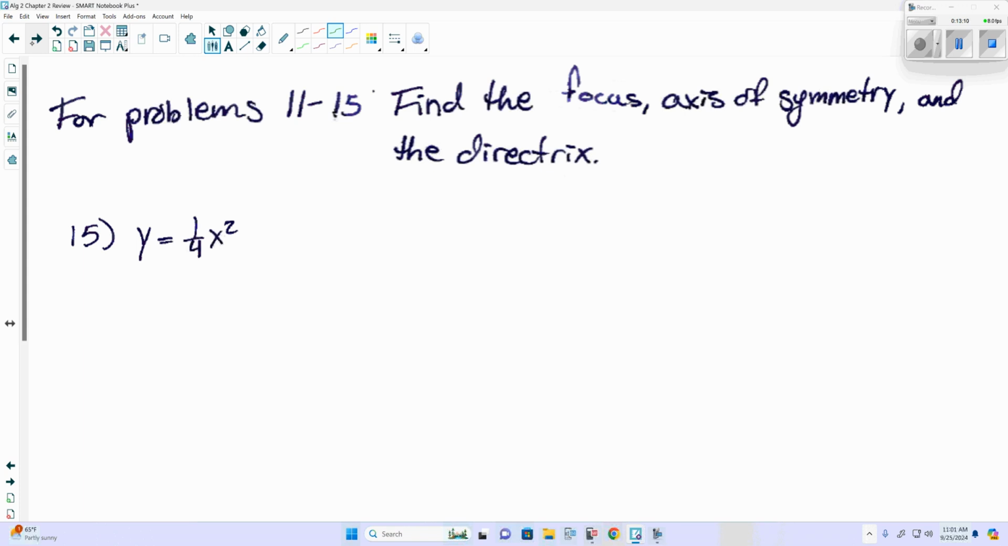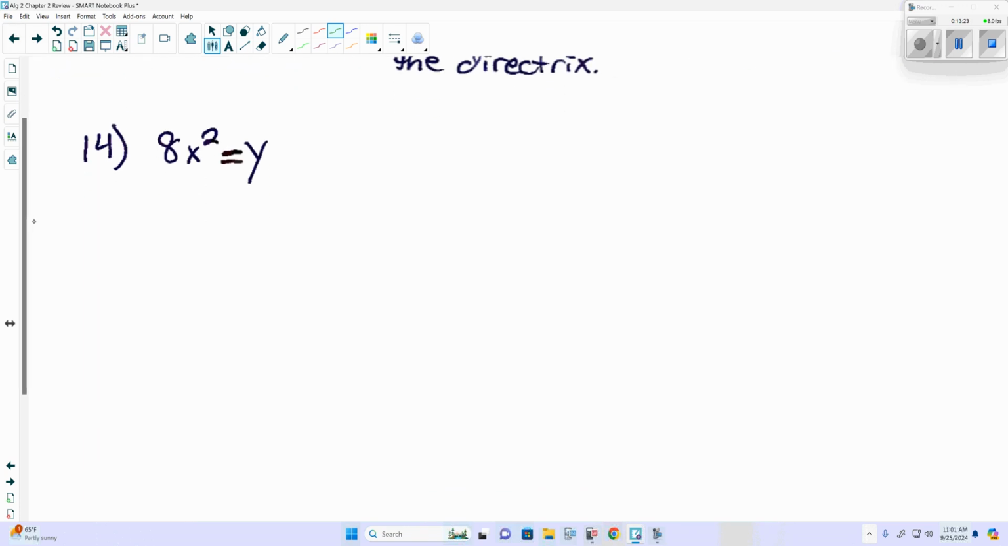11 through 15. Okay. So does anybody have any one of 11 through 15 in particular that y'all want to see done or worked? 14. Number 14. 8x squared equals y. Well, this would be the same as what? Those are the same thing. Just because it's on the left does not make it a different problem.